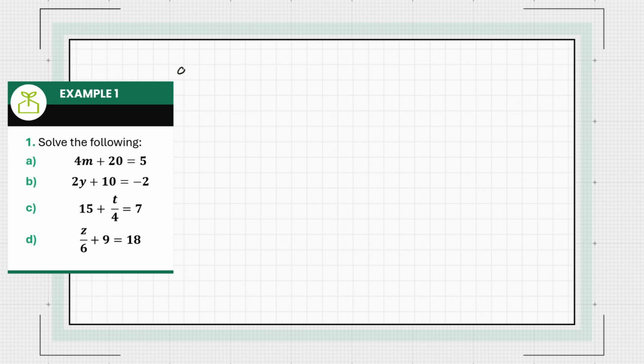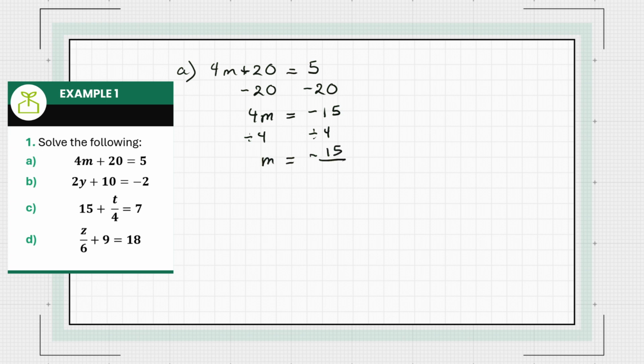Alright, let's do 4m plus 20 is equal to 5. So, first things first, let's get rid of the 20. Take away 20 from both sides and we're left with 4m is equal to negative 15. Okay, now we're going to divide both sides by 4. m is going to be equal to negative 15 over 4.